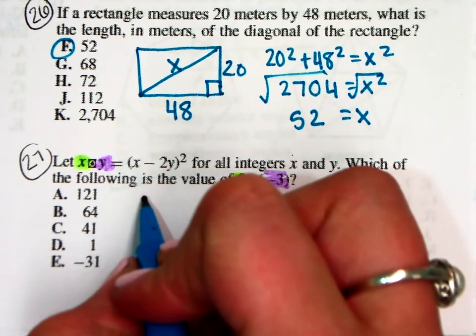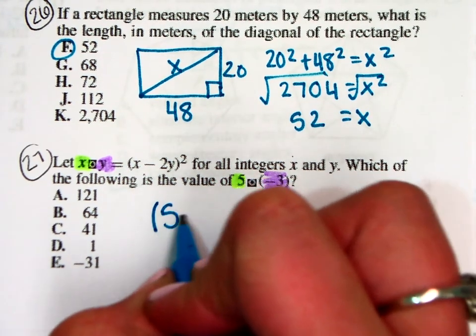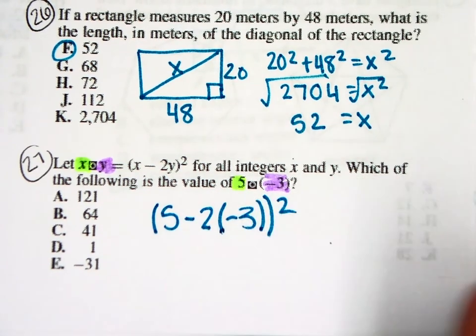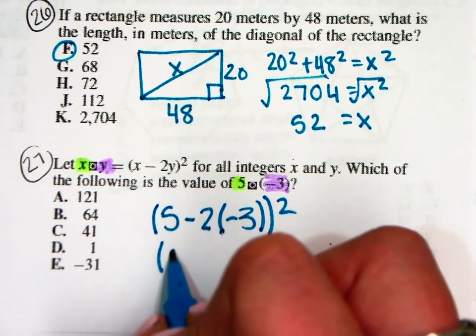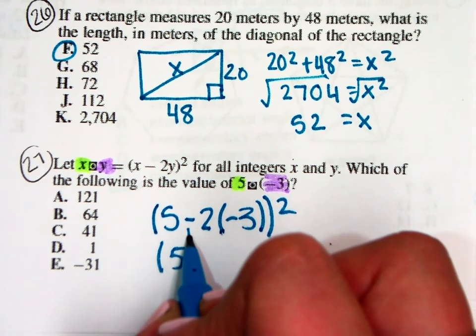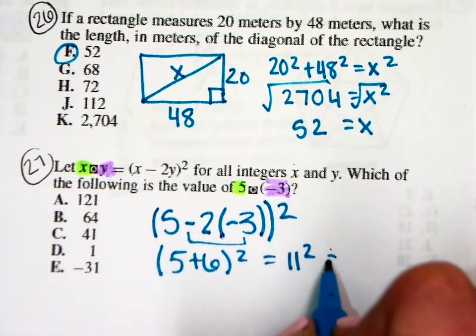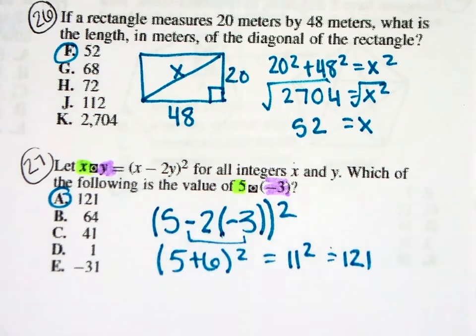So to plug this in, x is 5, so 5 minus 2 times -3, quantity squared. So 5, minus 2 times -3 is plus 6, squared. So this becomes 11 squared, which is 121. Option A.